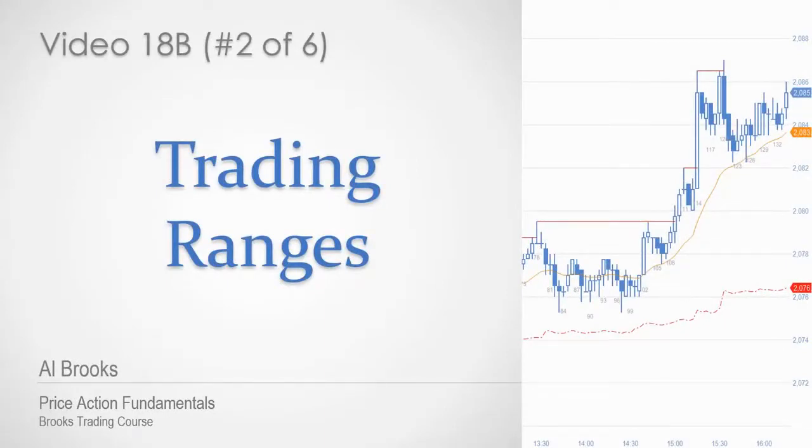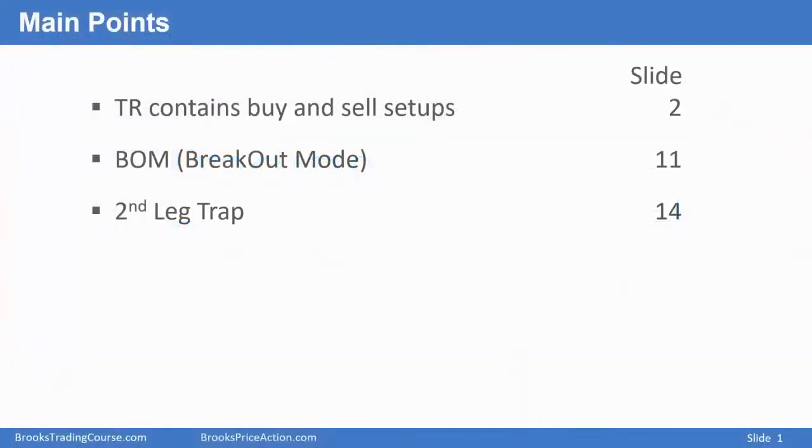This is the second of 6 videos on trading ranges. I'll begin by talking about how every trading range always contains both buy and sell setups, and the setups are reasonable. I'll move on and talk about breakout mode. The trading range has a 50% chance in general of a bull breakout and a 50% chance of a bear breakout. And finally, I'll talk about second leg traps.